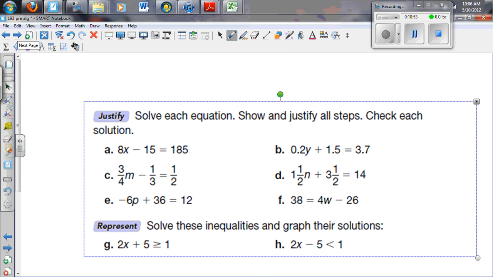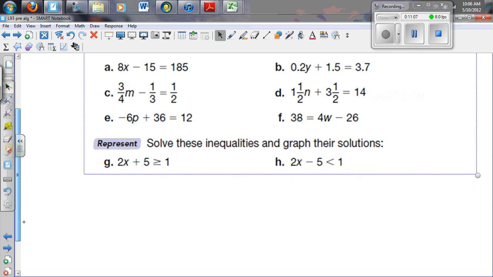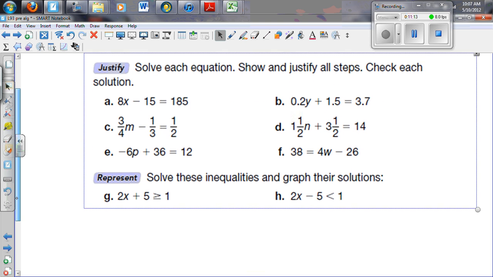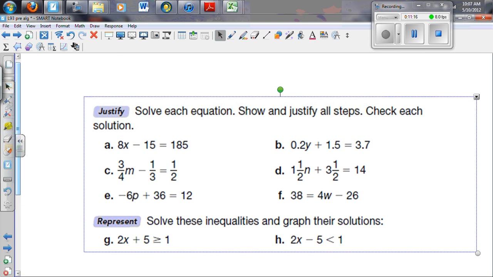Your homework for this assignment is here on this last page. You're going to solve each equation, and you're going to show and justify all steps. In other words, show me each step as you do it. You may need more space than this piece of paper, or you could do it here if there's enough space below. I don't know how this will print out. But your assignment for tomorrow is just to do these problems, not the rest of the lesson.